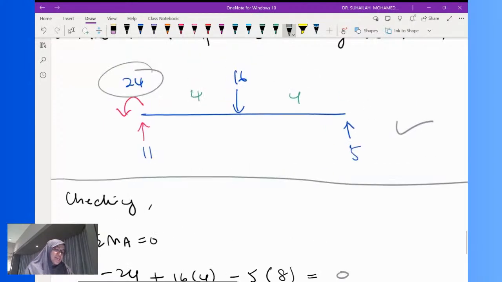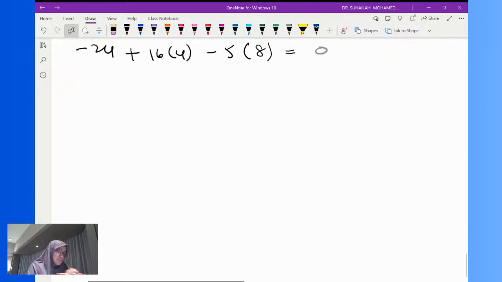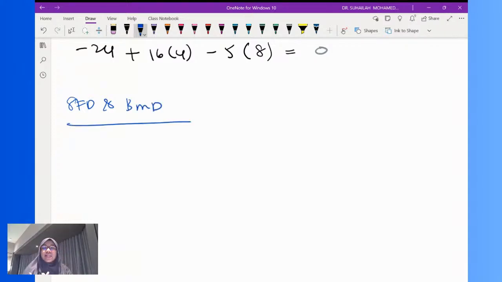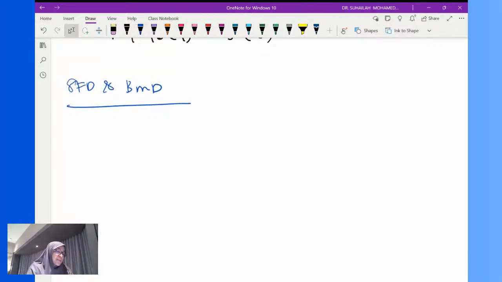Okay, so now using this, we can continue to draw the shear force diagram and bending moment diagram. We can draw them easily, actually, as simple as this. Step number 1, draw the diagram. Okay, draw the beam.